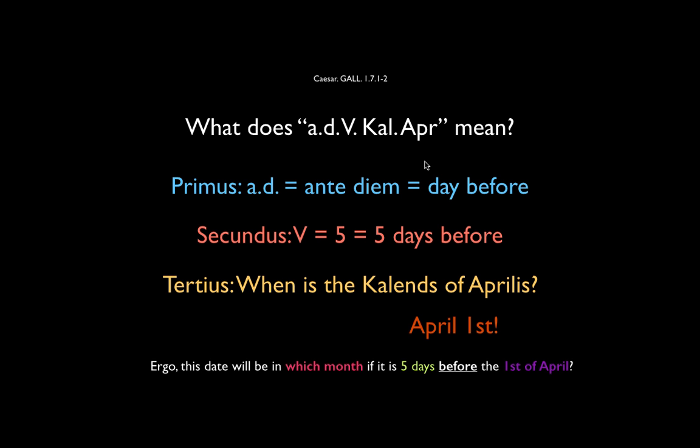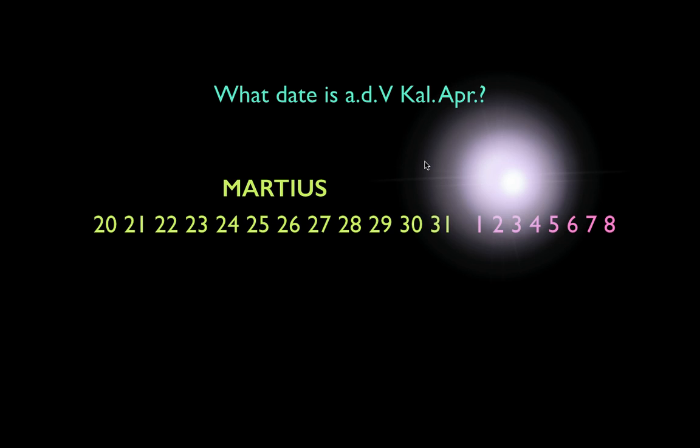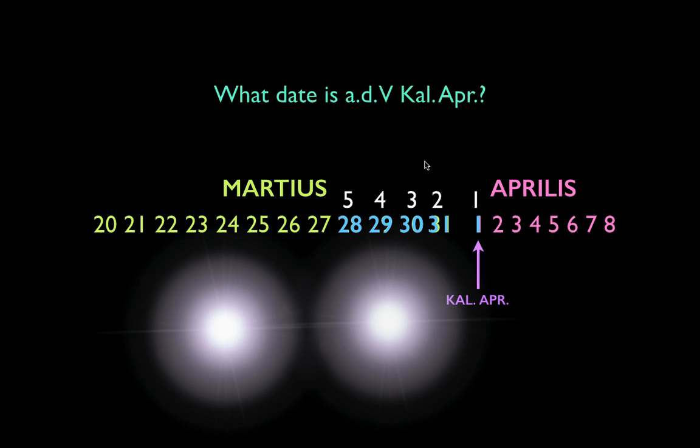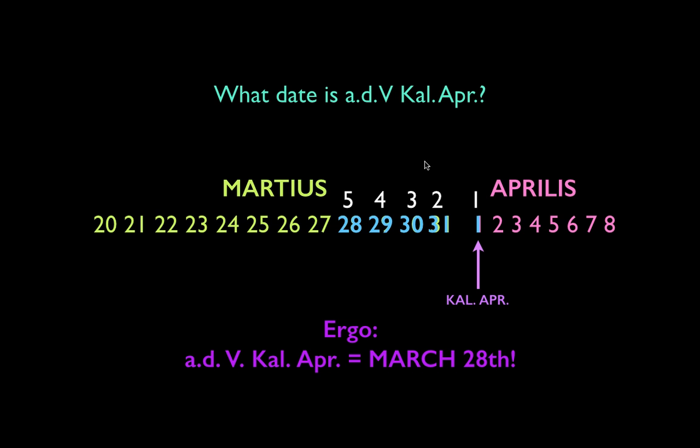Now, this is a little confusing because which month will this actual date be in? Is it April or what? It's 5 days before April 1st, so that means it's going to be in March. I know. Even though the date says April. Kind of confusing. So, we are going to figure this out. You have March, you have April. You figure out the Calends of April. Now you start counting, including your dates. That would be March 28th. Bam.